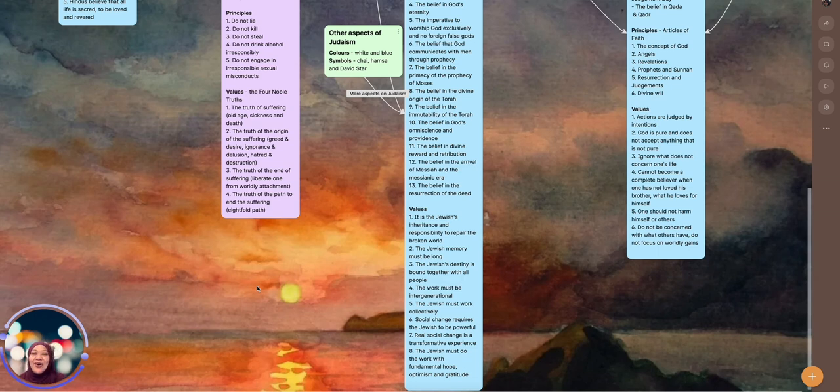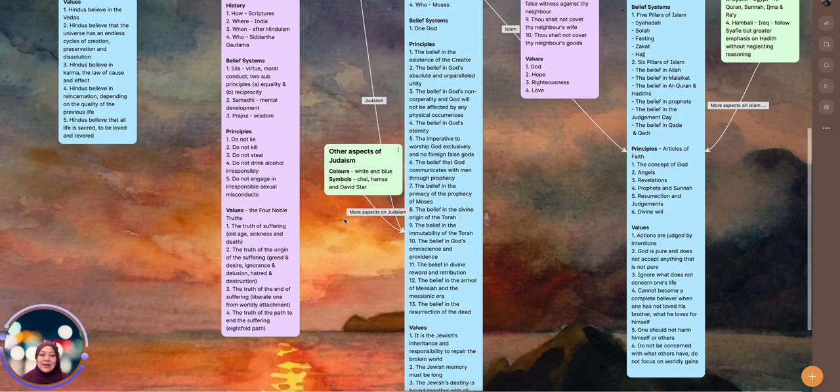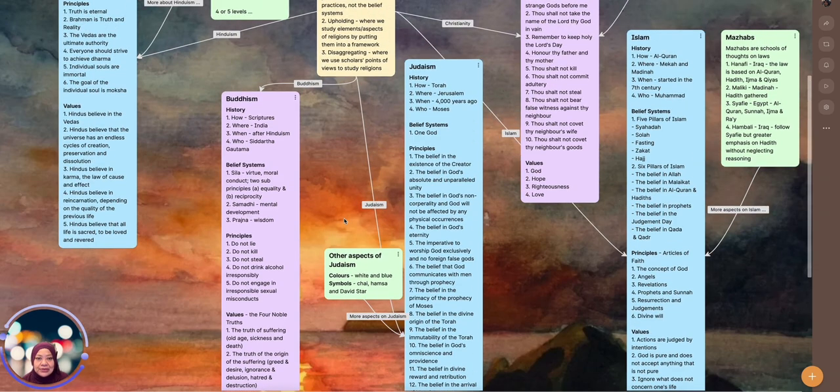Okay? All right, ladies and gentlemen, other aspects of Judaism. So if you talk about the colors, white and blue, this is actually reflected on their flag. And if you talk about symbols, you have Chai. Chai means life. And then we have Hamsa, as well as David Star. David Star is actually the symbol that is on their flag. So that is David Star. So we have completed 3 major religions.